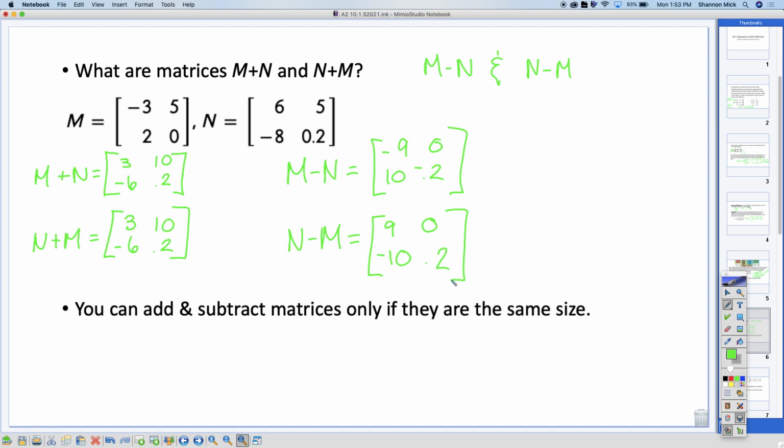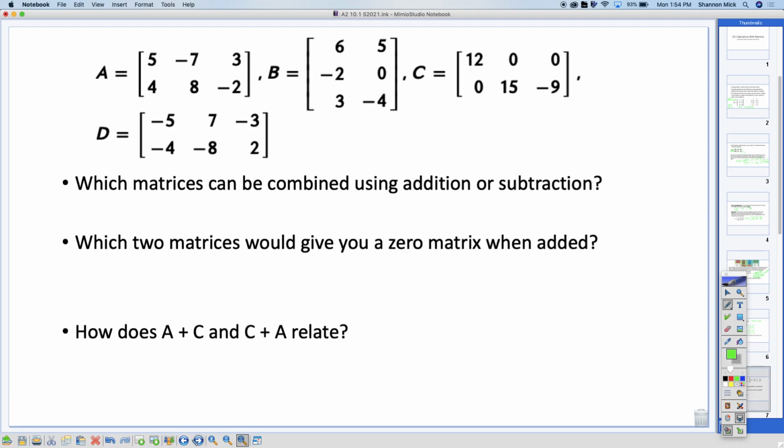So when we add, we're good. When we subtract, are we good? No, we are not. And again, we can only add and subtract matrices if they are the same size, order, dimension. We cannot do it any other way. I want to know which matrices I can combine through addition or subtraction.